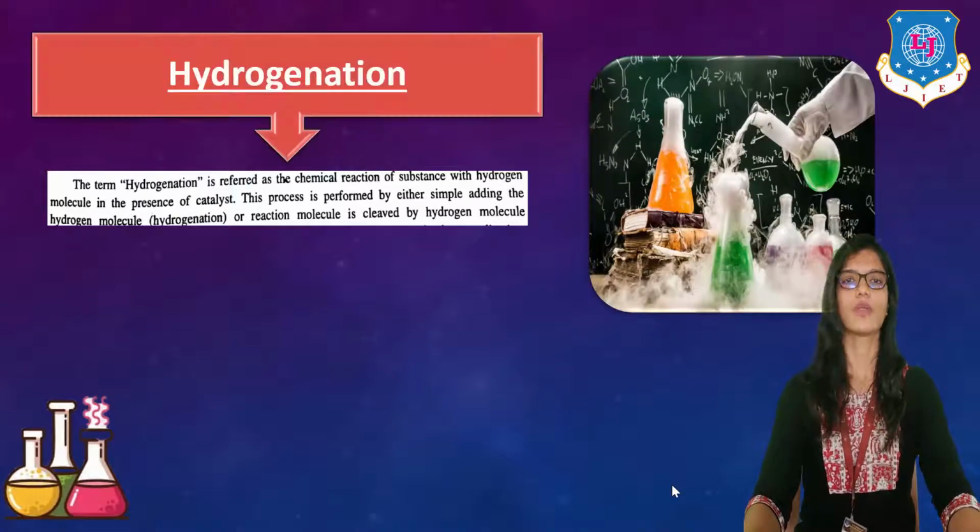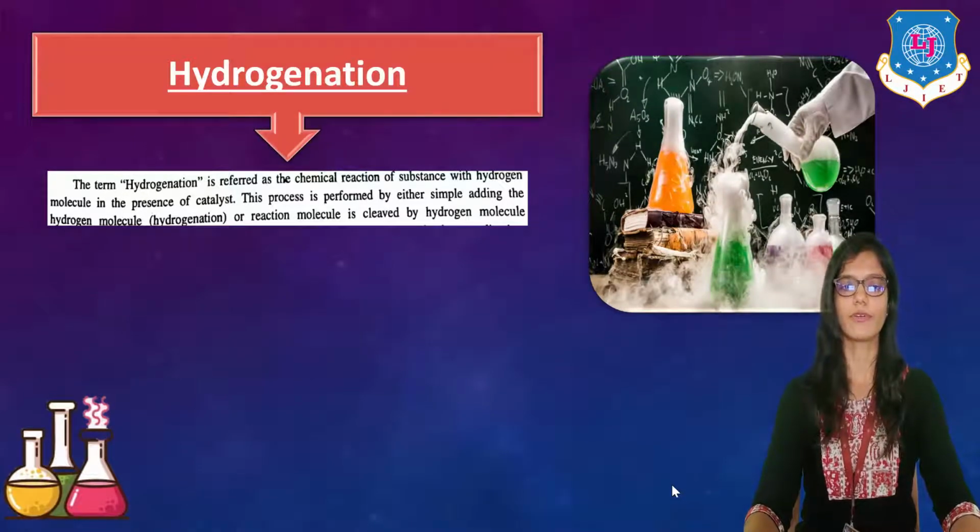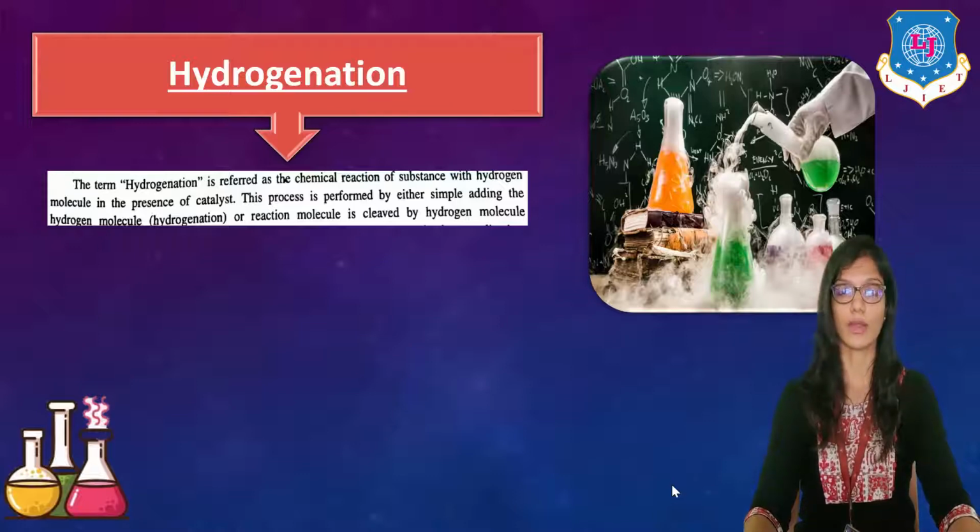First one is hydrogenation. The term hydrogenation refers to the chemical reaction of a substance with a hydrogen molecule in the presence of a catalyst. This process is performed either by simply adding the hydrogen molecule, which is also known as hydrogenation, or the reaction molecule is cleaved by hydrogen.